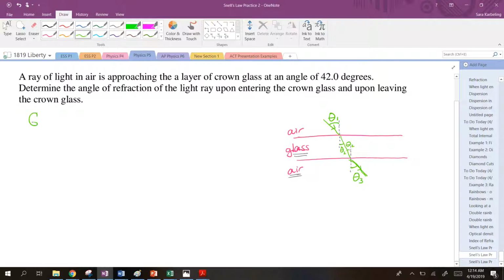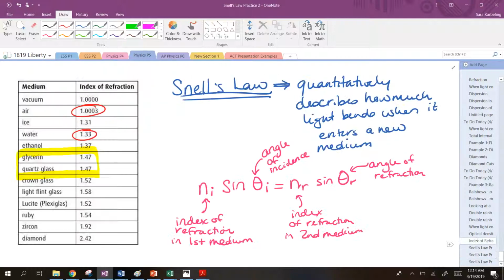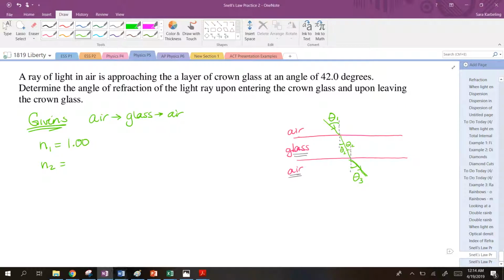So let's go ahead and write down some givens so that we have a sense of what's going on. Again, we're going from air to glass and then back into air. So N1 is going to be air, so that's 1.00. N2 is crown glass. You're going to refer to your list. I'll go ahead and look over here. Crown glass has an index of refraction of 1.52.